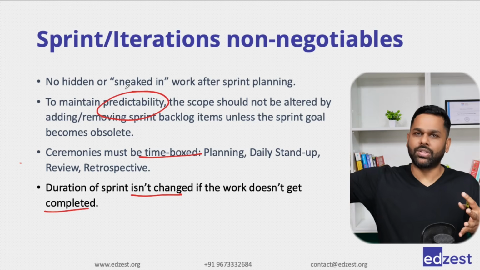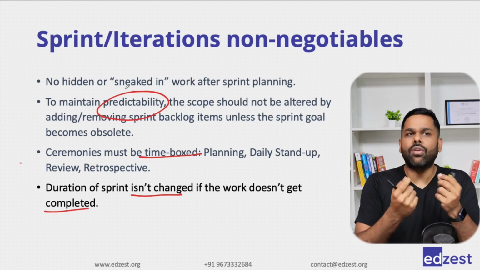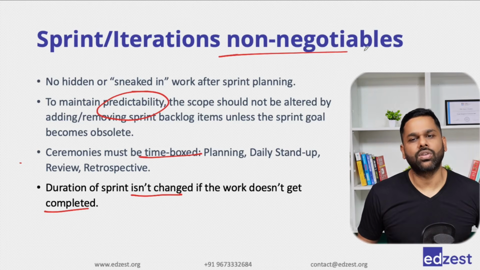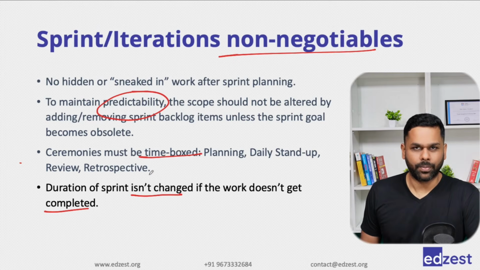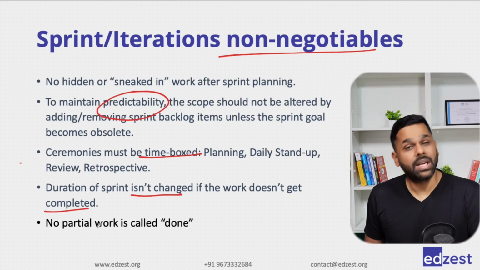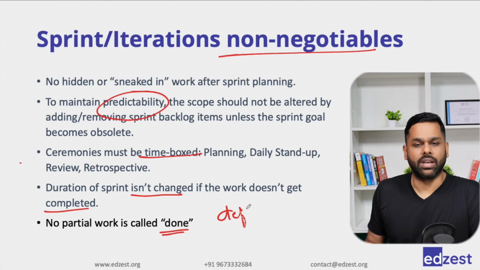If you have to complete 500 story points, I will take 25 sprints. So it gives a great clarity of what the team can achieve. And for that reason, there are certain non-negotiables which are important for us to know. Also, whenever somebody says that they have completed the work, it must follow the definition of done.